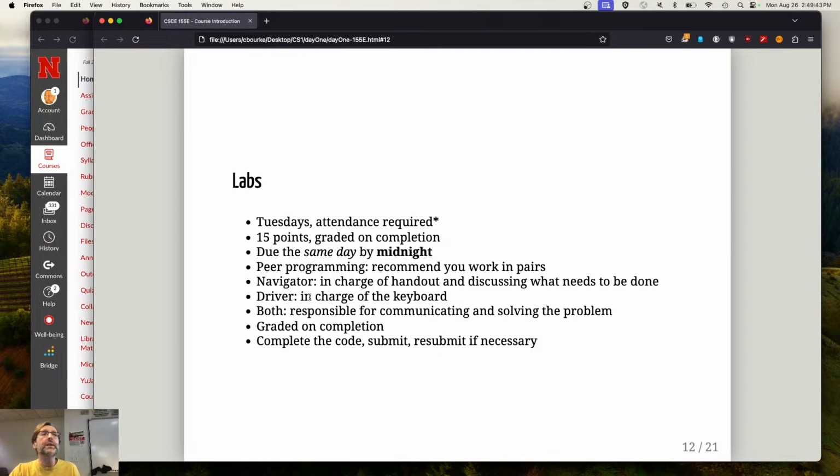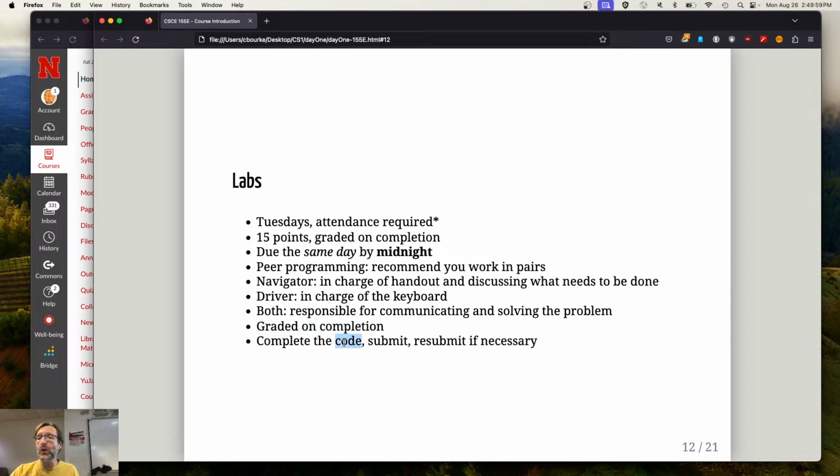You can complete them on your own if you want to. You're both responsible, however, for communicating and solving the problem. Again, it's based on completion, so you get 100%. Great, you're good to go. Leave it in there. Right? Each one of you, if you team up, needs to turn in a copy, though.